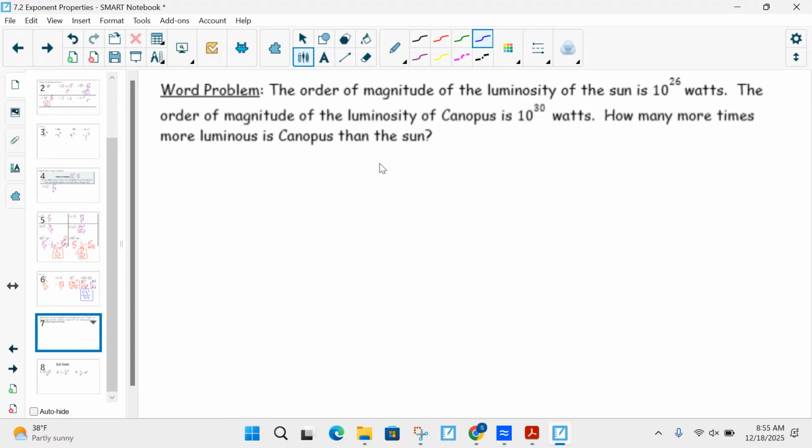The order of magnitude of the luminosity of the sun is 10 to the 26 watts. The order of magnitude of the luminosity of Canopus is 10 to the 30th watts. That must be some star or something. How many more times more luminous is Canopus than the sun? Abel, what'd you say? Yeah, 10 to the 4th. So in this case, you can think about it as dividing them. So 10 to the 4th watts.